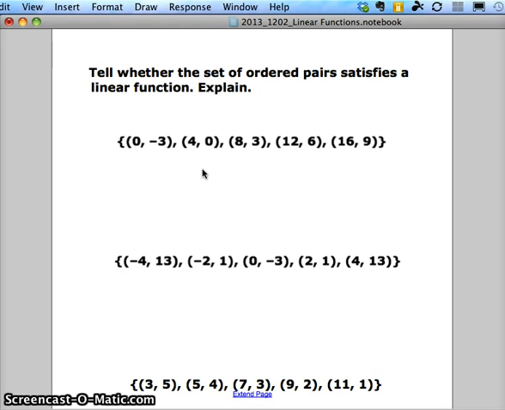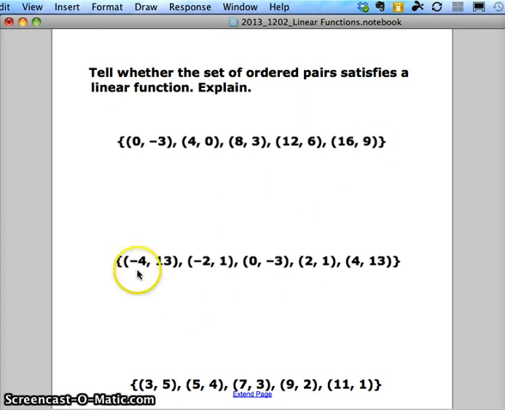Now we need to decide, is this change consistent? From 0 to 4 goes up 4, 4 to 8 goes up 4, 8 to 12 goes up 4, 12 to 16 goes up 4. -3 to 0 goes up 3. We go up another 3, another 3, another 3. So this is in fact, yes, a linear function. Let's look at the next one.